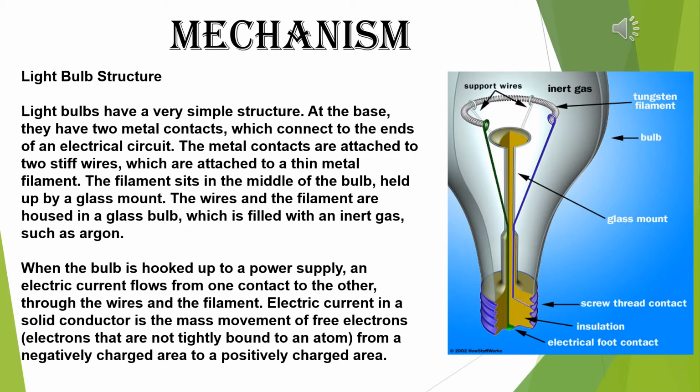The metal contacts are attached to two stiff wires which are attached to a thin metal filament. The filament sits in the middle of the bulb, held up by a glass mount. The wires and the filament are housed in a glass bulb, which is filled with an inert gas such as argon. Now see, the tungsten filament is there. Support wires are also there for supporting the filament. The glass bulb is the external structure of the incandescent bulb, and the glass mount is in between these. So this is the simple and very short structure of a light bulb.